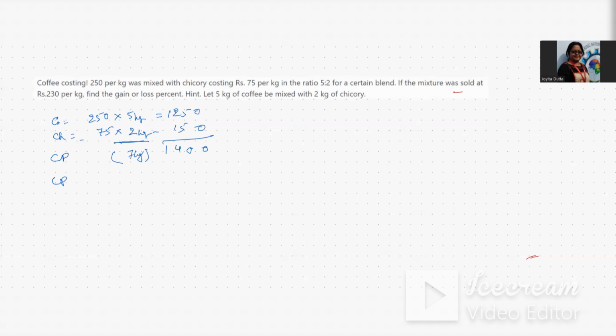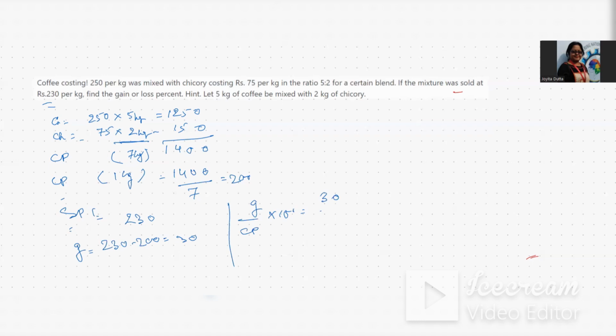So what is the cost price of 1 kg? That is equal to 1400 divided by 7, that is 200. Now what is the selling price? It's told for 1 kg is 230. Now, what is the gain or loss percentage? I know it is a gain because the selling price is more than the cost price. Gain is equal to 230 minus 200, that is 30. Now, gain by CP into 100: 30 by 200 into 100. So my gain percentage is 15%.